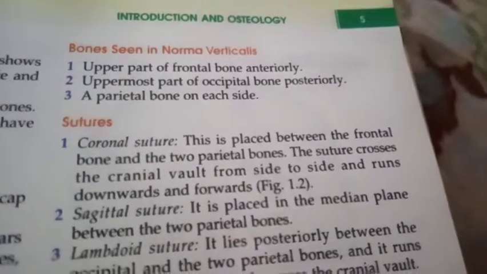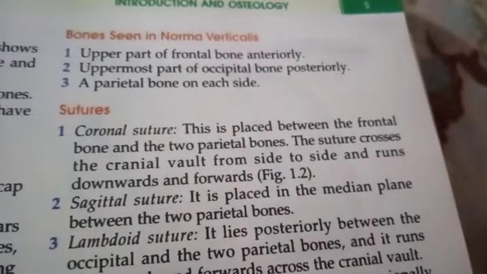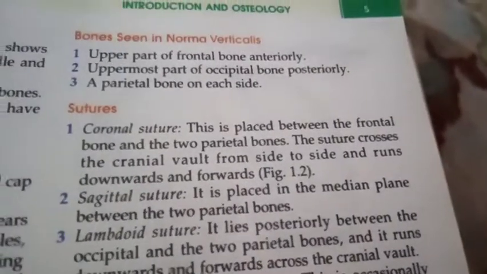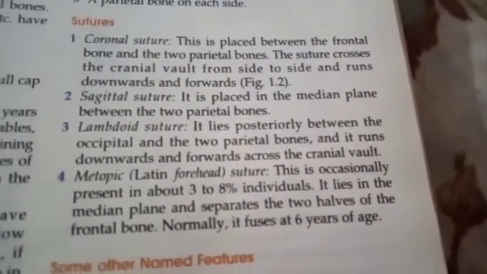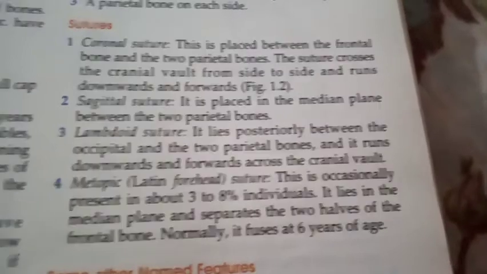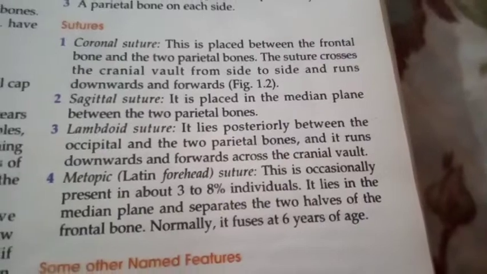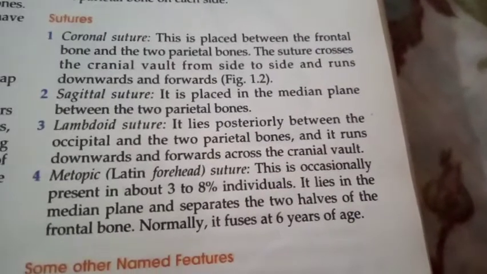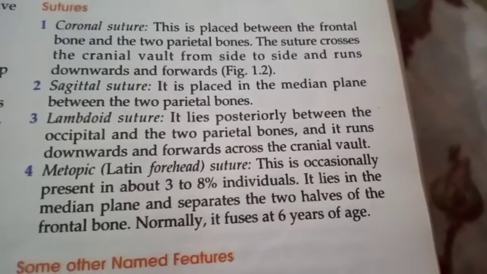Sutures. Coronal suture: this lies between the frontal bone and the two parietal bones. The suture crosses the cranial vault from side to side and runs downward and forward. Sagittal suture is placed in the median plane between the two parietal bones. Lambdoid suture: it lies posteriorly between the occipital and two parietal bones. It runs downward and forward across the cranial vault.